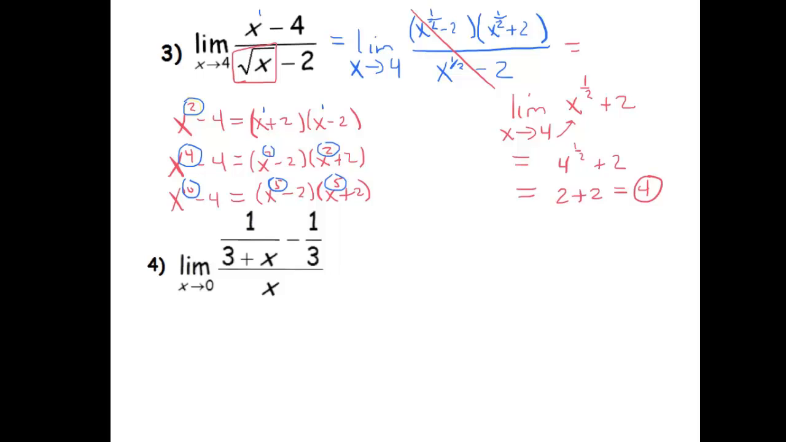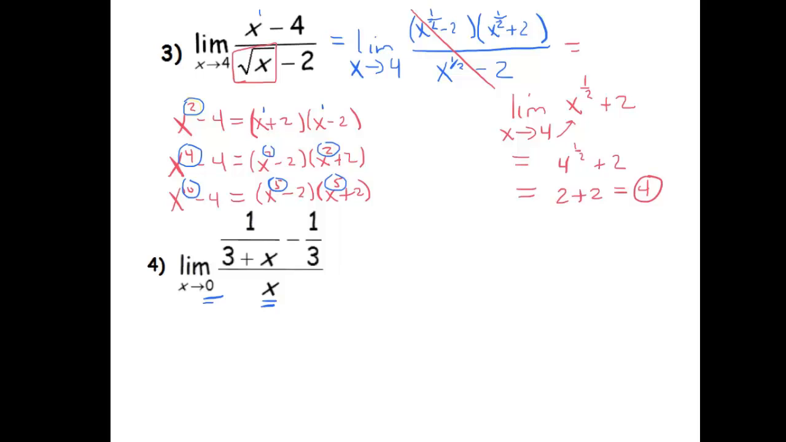And finally, let's look at this problem here. So the reason that this process is called algebraic techniques is because sometimes we just have to use algebra to manipulate the expression so that we're allowed to substitute in that 0. So can we substitute 0 in right away? Well, we can in the top. You get 1/3 minus 1/3, but then you'd be dividing by 0, and again that's a problem. So we can't do it as is.